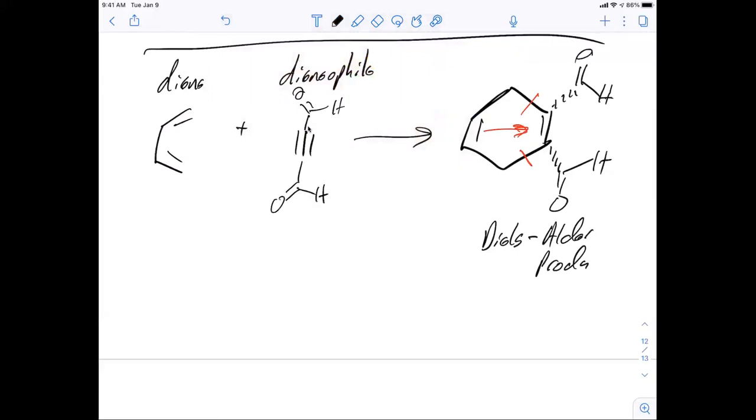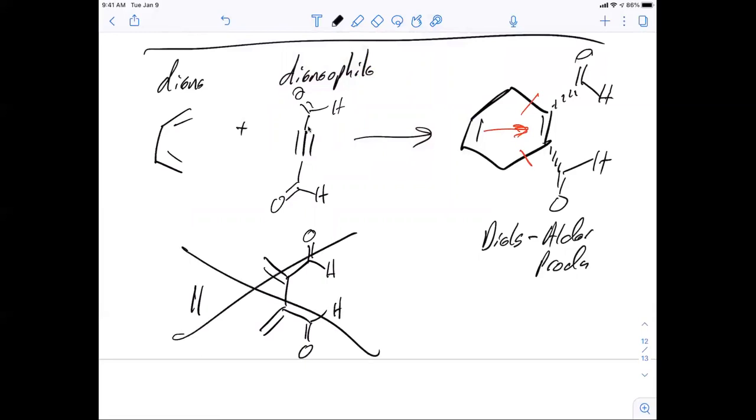Okay. That would be the favored one, because if we had done it the other way, we would have ended up with this. And remember that we want electron withdrawing groups on our dienophile, right? So this would not be the favored product. The favored product would be the first set.